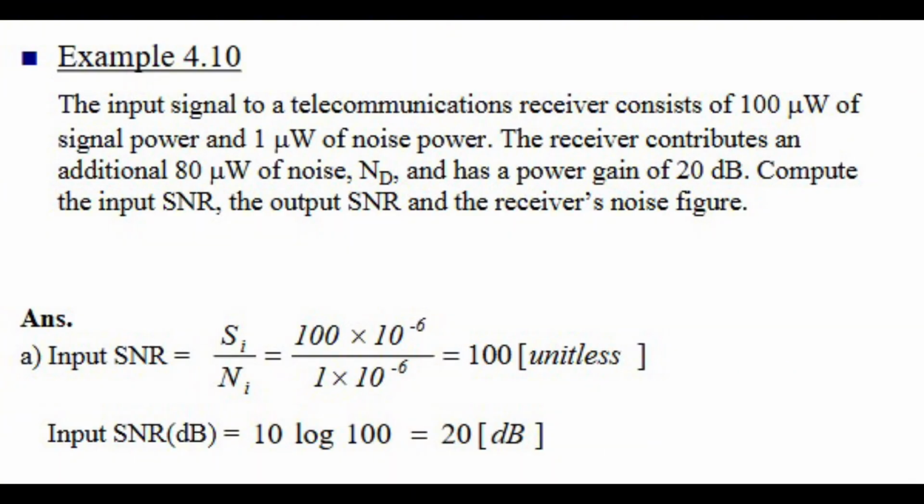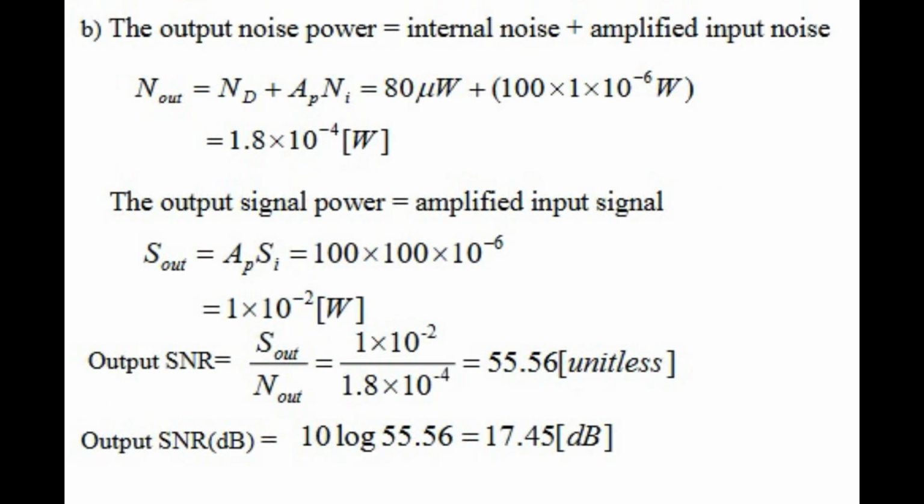Next, we change it into dB form. Using the formula 10 log 100, we get 20 dB. So the input SNR is 100 or 20 dB. Moving on to the next one, output SNR. We know that the receiver has a power gain of 20 dB. Converting it to a linear scale, Ap = 10^(20/10), we get 100.